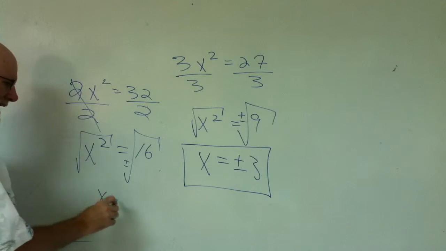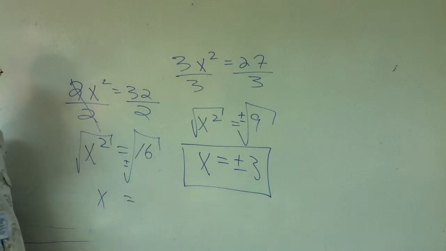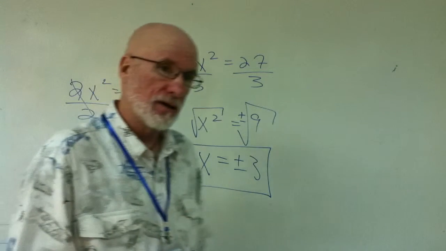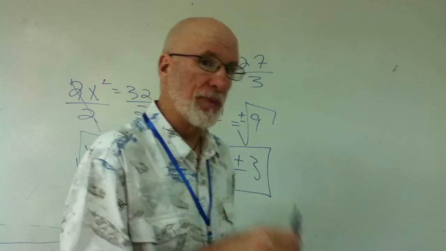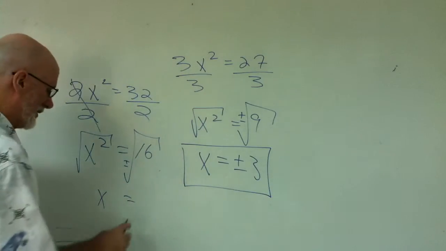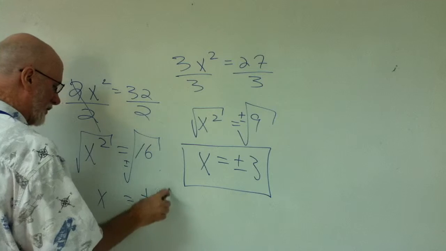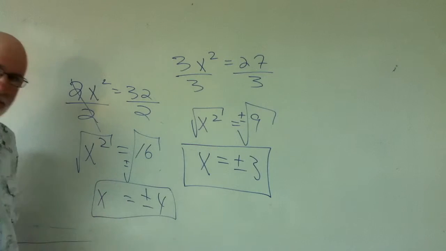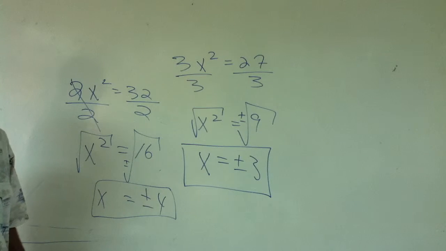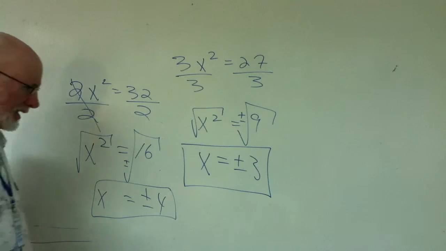Square root of both sides, plus or minus. Square root of x squared is x. Square root of 16 is? What's the square root of 16? What number multiplied by itself is 16? That's going to be plus or minus 4. A little better? Am I being clear? Okay, good. Excellent.